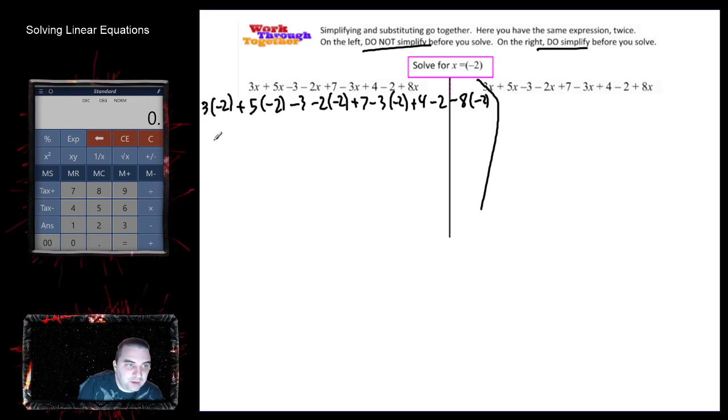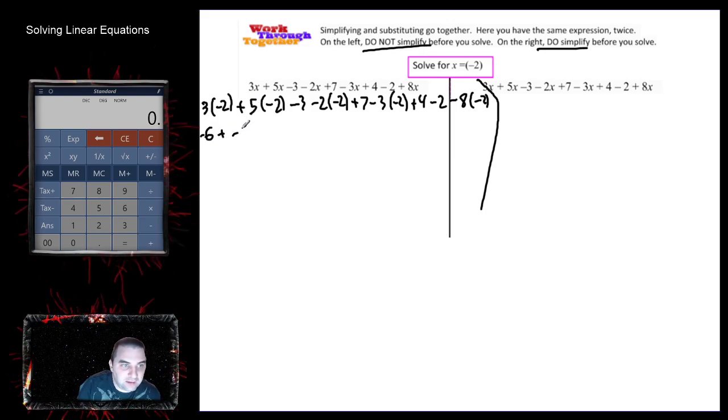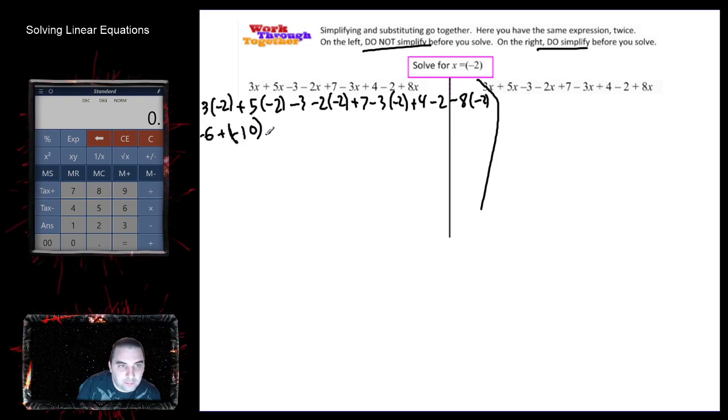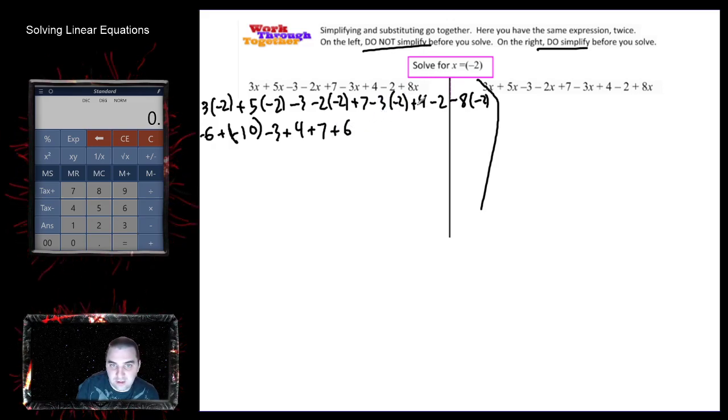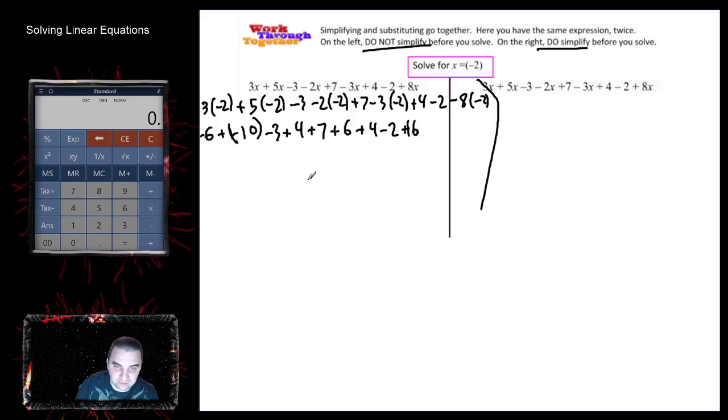Okay. 3 minus 2 is minus 6 plus minus 10, minus 3, minus times minus is plus, so that's plus 4 plus 7, and that is plus 6 plus 4 and minus 2, and then minus 8 times minus 2 is positive 16. Oops, I did positive 6. Positive 16.